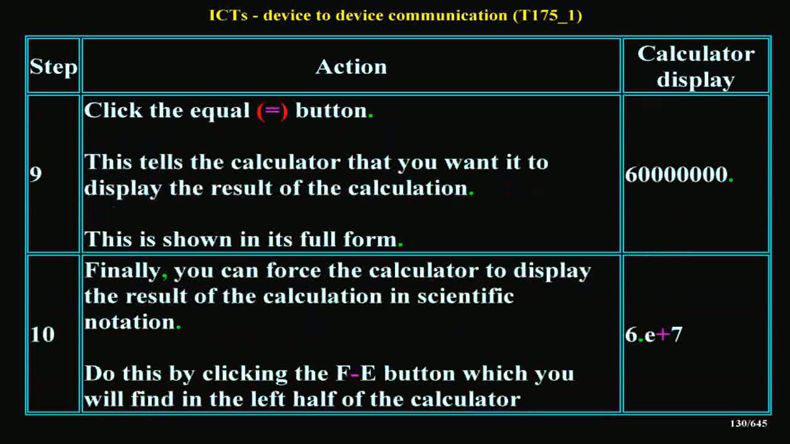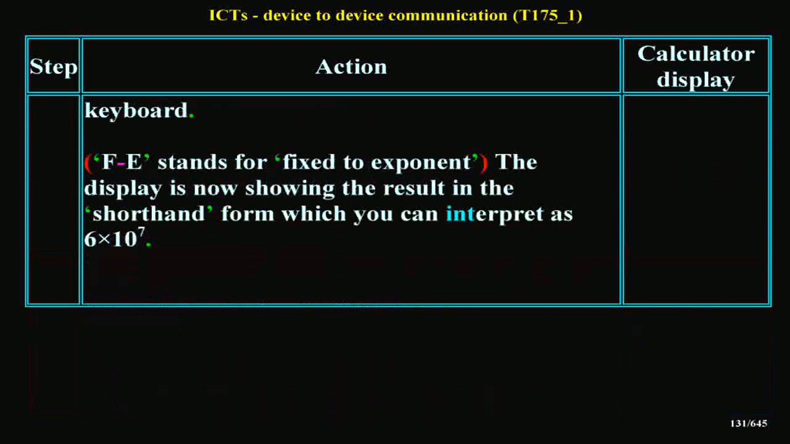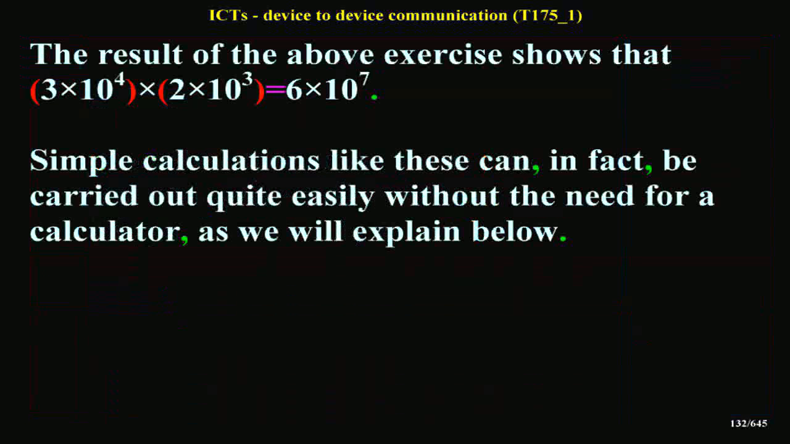This tells the calculator that you want it to display the result of the calculation. This is shown in its full form, 60,000,000. Finally, you can force the calculator to display the result of the calculation in scientific notation. Do this by clicking the FE button, which you will find in the left half of the calculator keyboard. FE stands for fixed to exponent. The display is now showing the result in the shorthand form, which you can interpret as 6 × 10^7. The result of the above exercise shows that 3 × 10^4 × 2 × 10^3 equals 6 × 10^7.